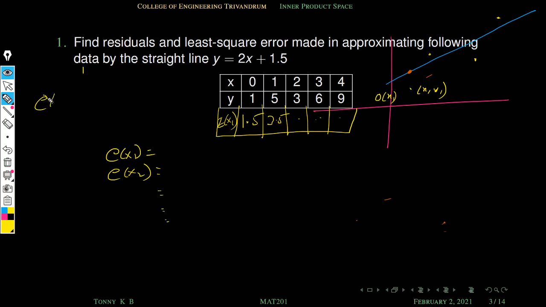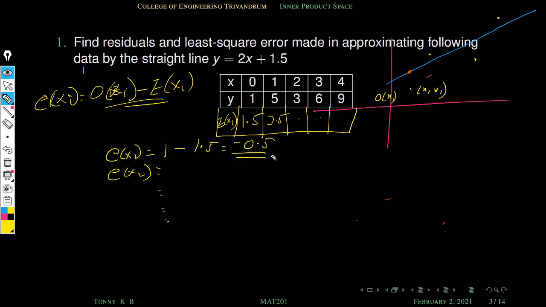E of xi is defined as, എങ്ങനെ ഡിഫൈൻ ചെയ്തത്? ഒബ്സർവ്ഡ് വാല്യൂ അല്ലേ? ഒബ്സർവ്ഡ് വാല്യൂ മൈനസ് എക്സ്പെക്റ്റഡ് വാല്യൂ. Okay, what is in this case e1? What is the observed value of x1? Yeah, e1 is the observed value of x1, 1, minus 1.5, that is equal to minus 0.5. Clear?